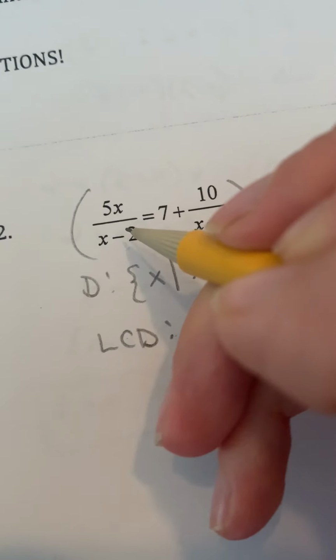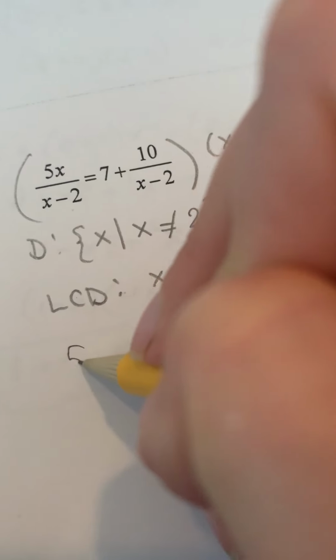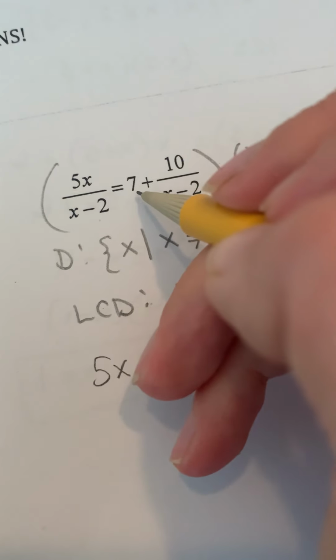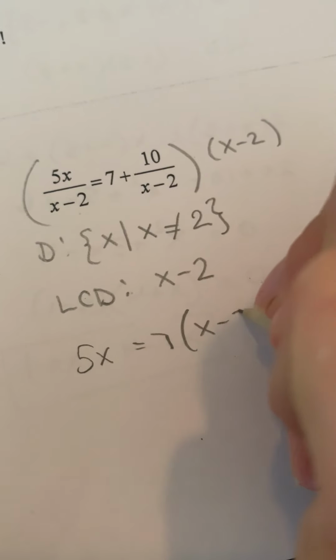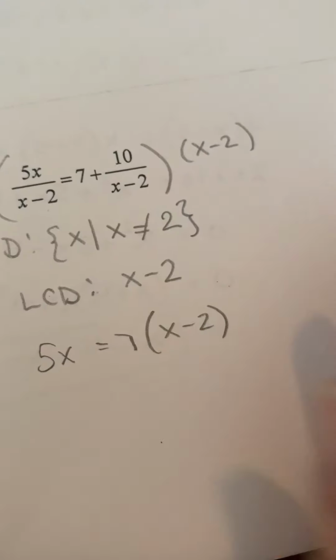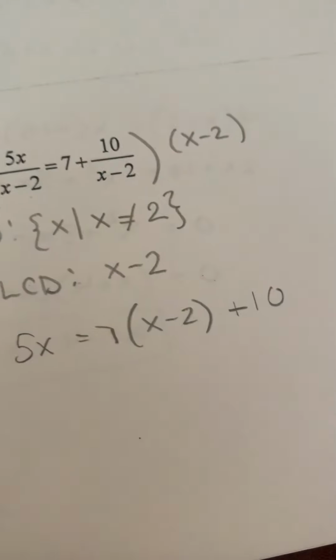So if we distribute this all the way here, x minus 2 will cancel with x minus 2. We'll just be left with 5x. If I distribute it to the 7, nothing cancels, so I'm left with 7 times x minus 2. And then lastly, distribute to our fraction of 10 over x minus 2, and that'll just leave me with 10.